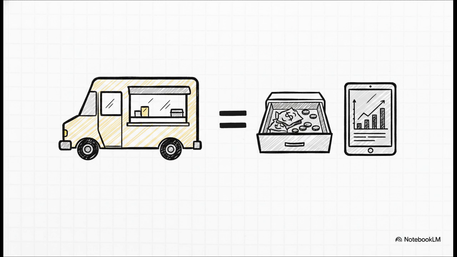Let's picture a busy food truck. Their POS system, that little tablet they use, it creates a digital record of every single taco they sell. So at the end of the night, the amount of cash in that drawer has to match the number on that digital report. No exceptions. That report is the proof.